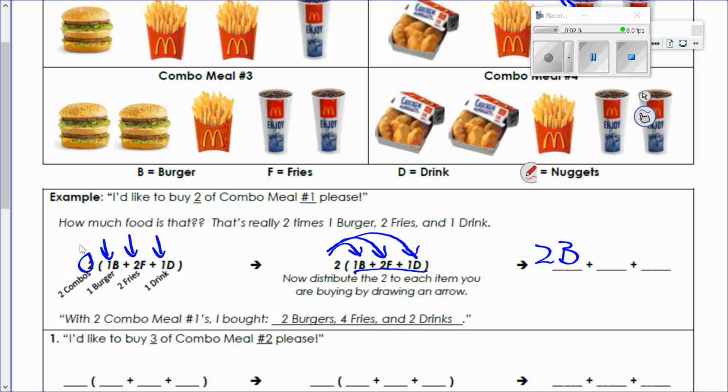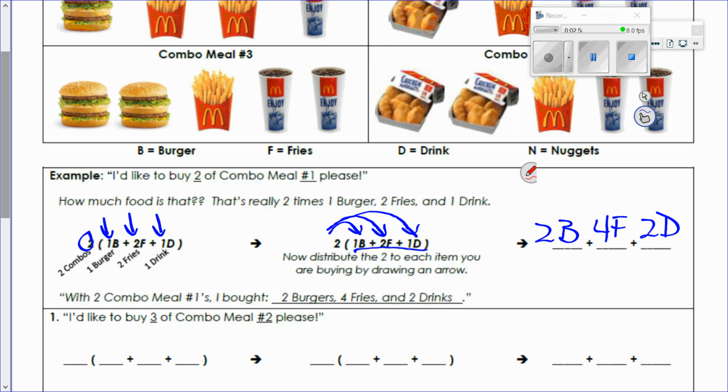How many fries should I have? 4. Is everybody okay with that? Everyone understands where that number came from? How many drinks should I have? 2. So as I drive away with 2 combo meal number ones, I bought 2 burgers, 4 fries, and 2 drinks. Make sense? Okay, so let's look at our next one.